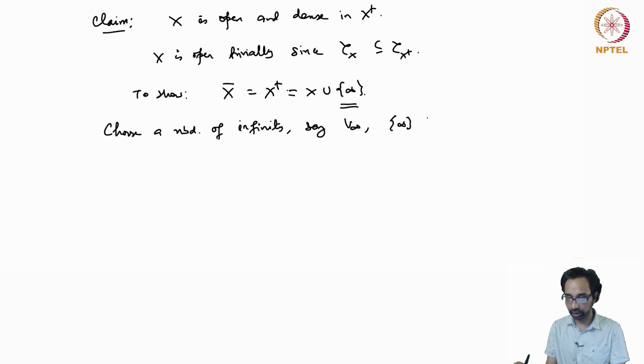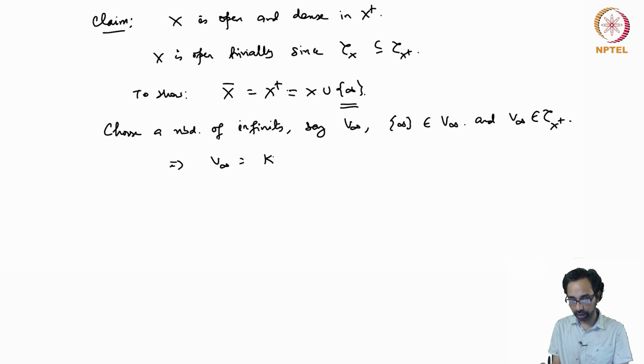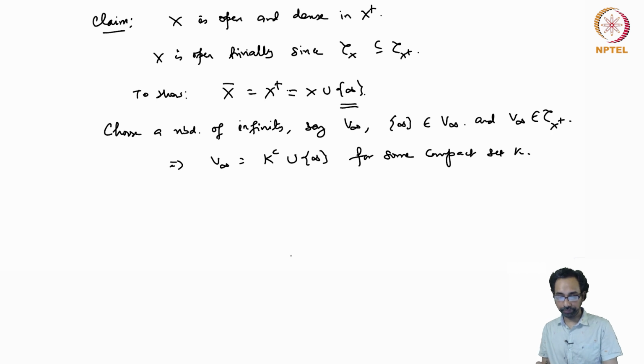So V infinity is open in X plus and contains the point at infinity. So infinity is contained in V infinity, and V infinity belongs to tau X plus. So it's an open subset of X plus in the topology tau X plus, and this means that V infinity is of the form K complement union infinity for some compact set K. And now this means that there are points in V infinity which intersect X.